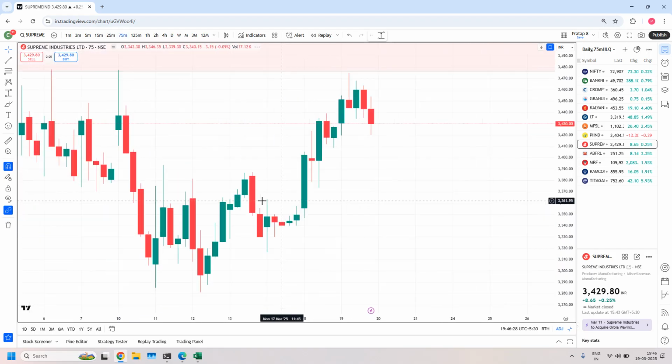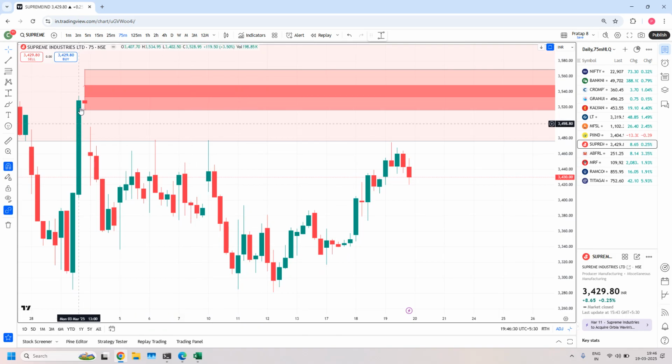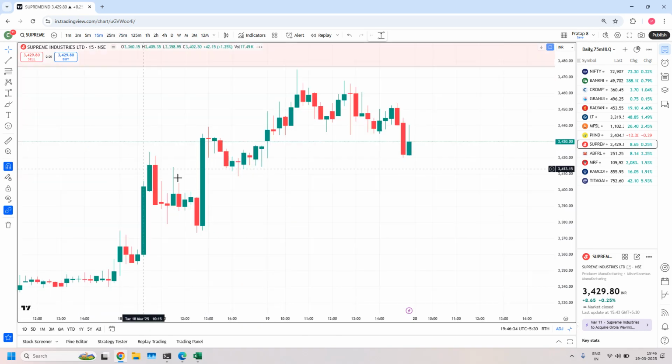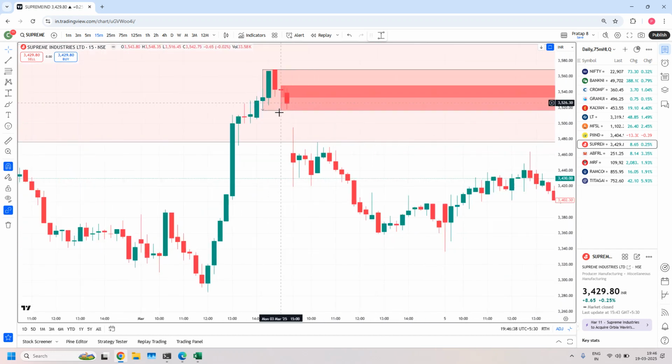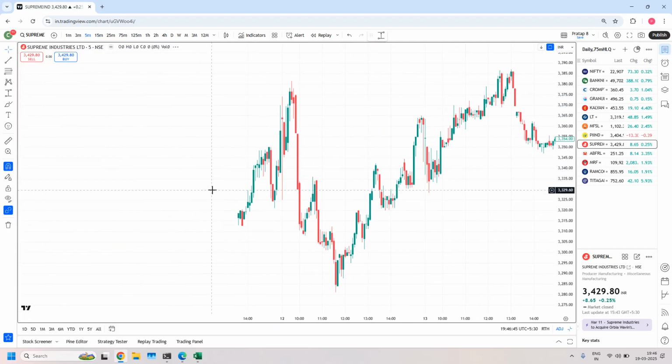We have a 75-minute zone here: rally base drop with hidden body. Again a 15-minute zone inside that. We have a drop, 2 base candles, and again drop with hidden body. Inside we have a fine-tuned 5-minute zone.